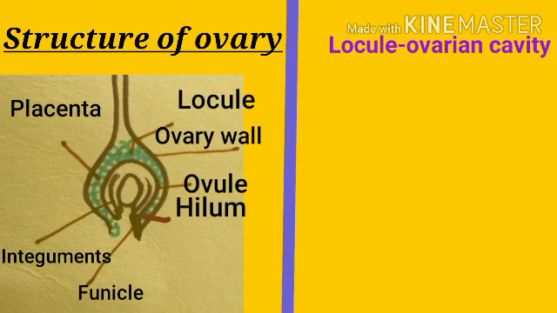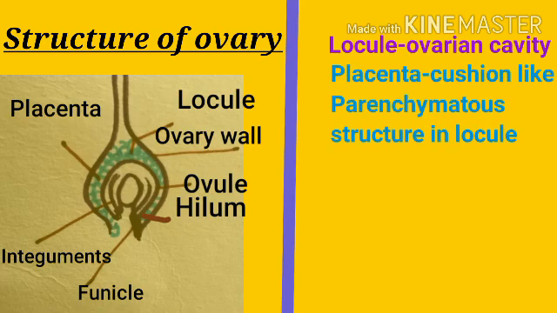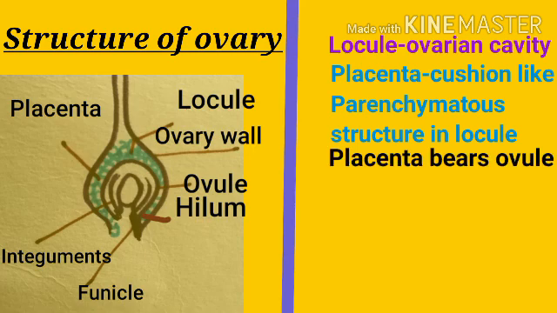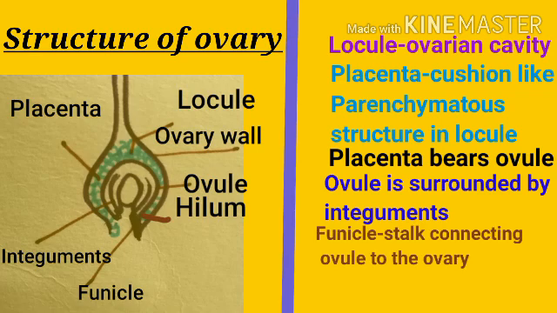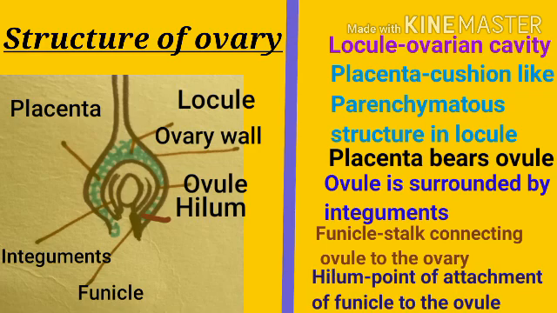The ovary is oval in shape, and it has an empty space or cavity which is called the locule. This locule has a parenchymatous cushion-like structure, that is, parenchymatous tissue, which is called the placenta. And on this placenta, the ovule is attached. The ovule is the main portion of the ovary which produces the female gamete.